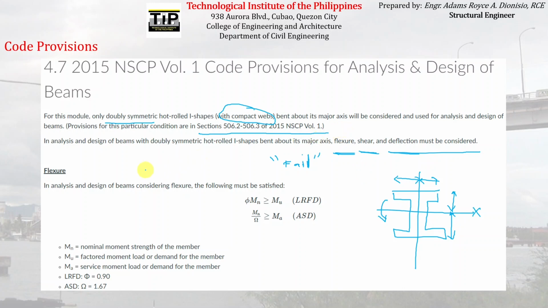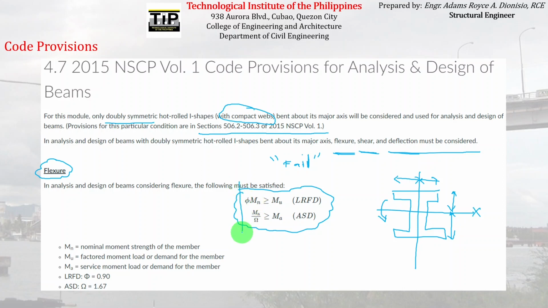Okay, so these are the particular code provisions related to checking on the limit state or on the type of internal effect, which is flexure. So these are the code provisions related to flexure checking. In analysis and design of beams considering flexure, the following must be satisfied. Almost similar to the other formulas that we have discussed from the previous modules. Nag-iba lang ng symbol, pero yung meaning parehas pa rin.